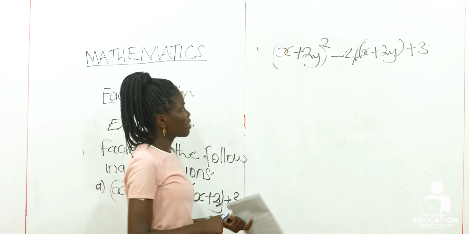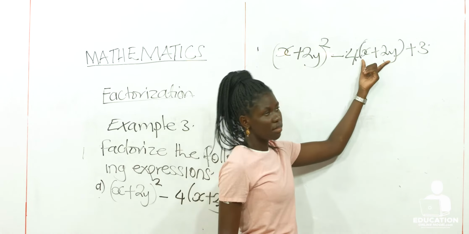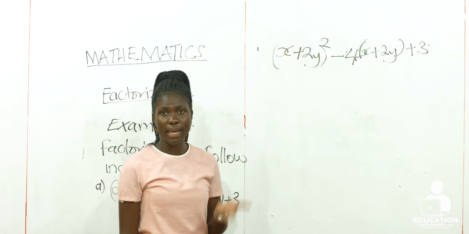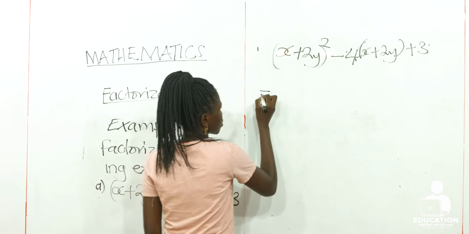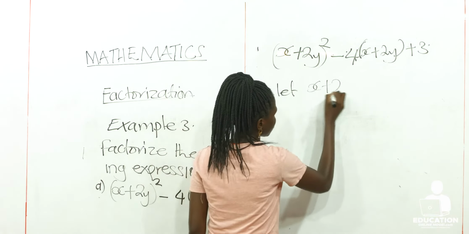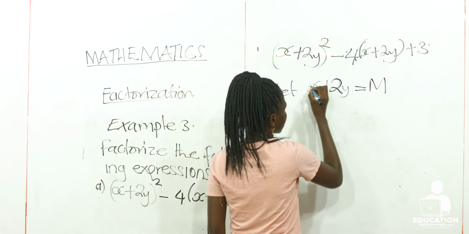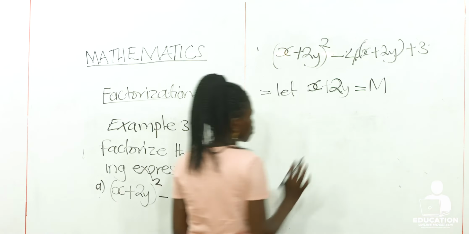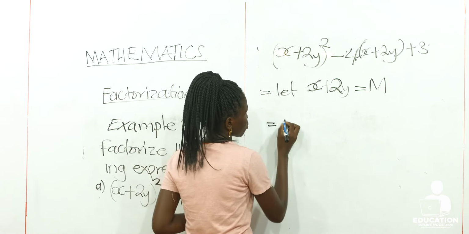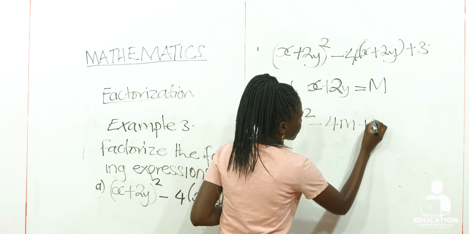When given an expression like this one, it looks slightly different, but it's almost the same. The two brackets are the same. So what we're going to do is let a certain letter replace what is in the bracket. Then we get a simple expression to factorize. So we are saying let x plus 2y is equal to m. Where we see x plus 2y, we're going to replace it with m. So our new expression is going to be m squared minus 4m plus 3.